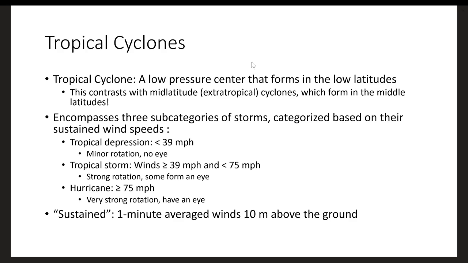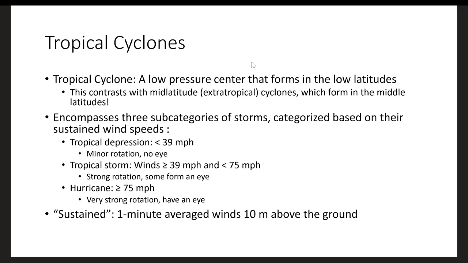So let's talk about some of the categories. A tropical depression forms at less than 39 miles per hour. So you get a tropical depression and it has a little bit of rotation, but it doesn't have an eye. Tropical storms form the second that wind speed hits 39 miles per hour. And there's something incorrect on this slide. That's not supposed to say 75. It's supposed to say 74. So less than 74 miles per hour.